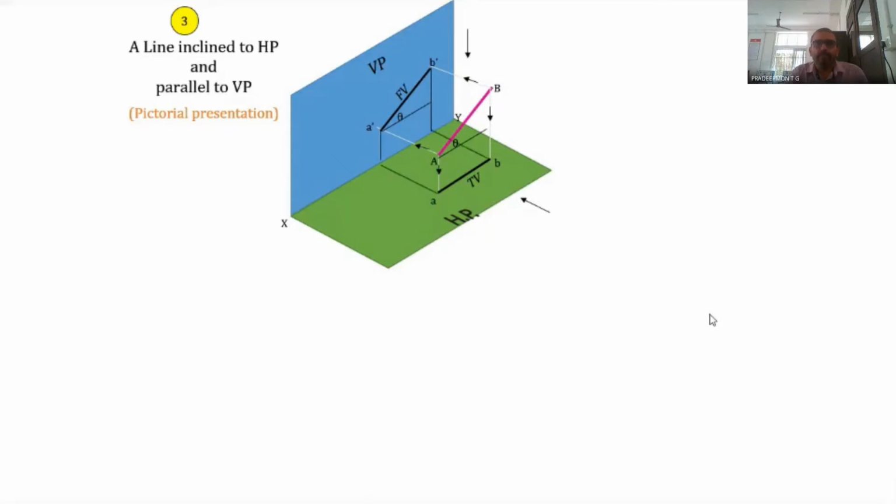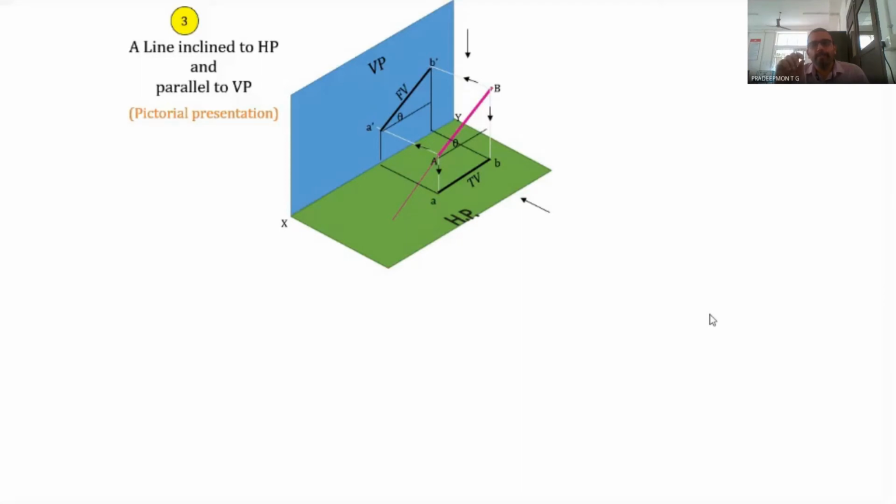Now, as usual, we join A dash with the XY line using a perpendicular line to XY, and likewise the front view also. Now, if we extend the line in such a way that it intersects with the HP; currently it is not intersecting with HP. So suppose we extend the line in such a way that it intersects with the HP. Since the line is inclined at an angle to HP, if we extend it, it will intersect with HP.